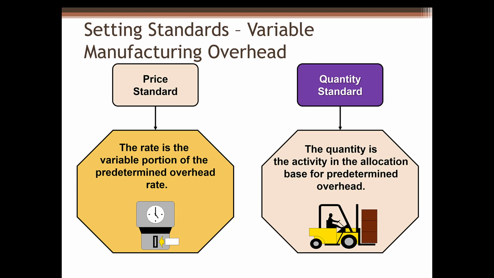Setting standards for variable manufacturing overhead. Let's just call it variable MO. The price standard for variable MO comes from the variable portion of the predetermined overhead rate. The quantity standard for variable MO is expressed in either direct labor hours or machine hours, depending on which one is used as the allocation base in the predetermined overhead rate.